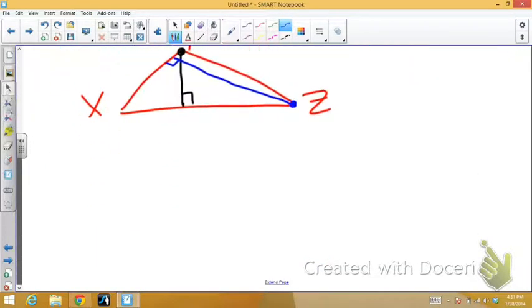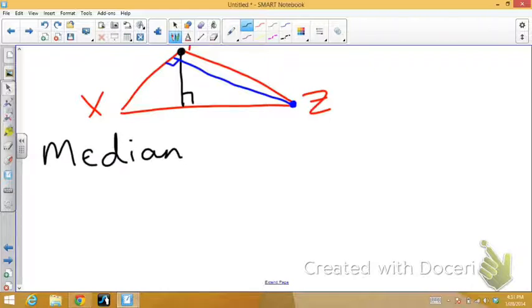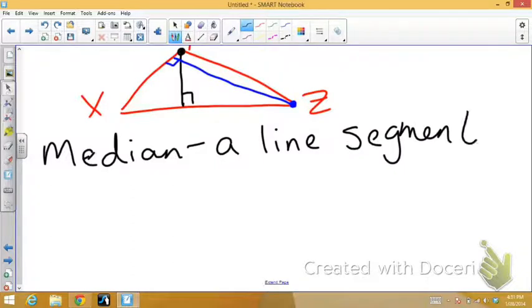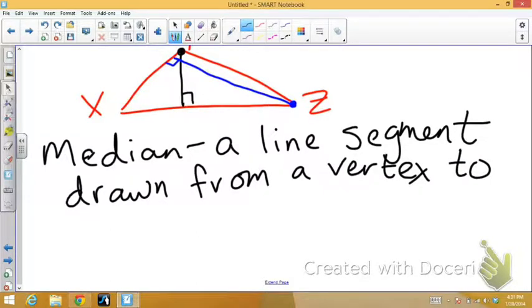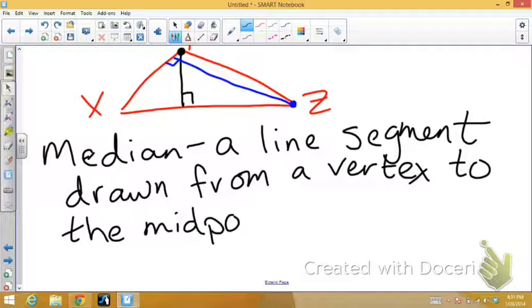A second line we can draw in a triangle is called a median. And a median is a line segment drawn from a vertex to the midpoint of the opposite side. Now midpoint is exactly what it sounds like, the middle point of a line segment.